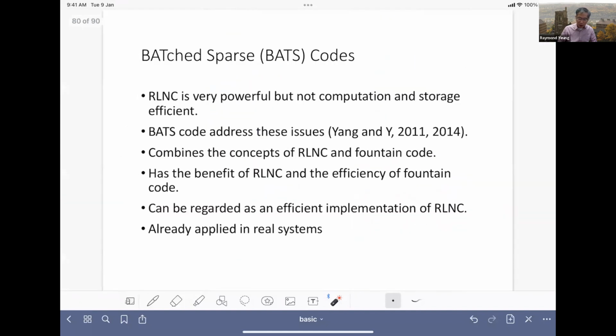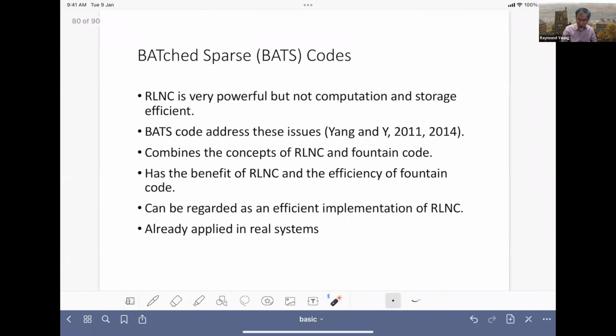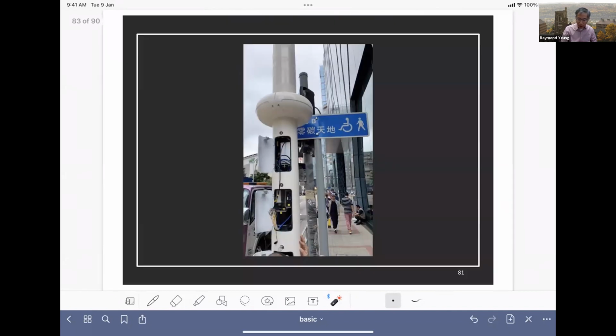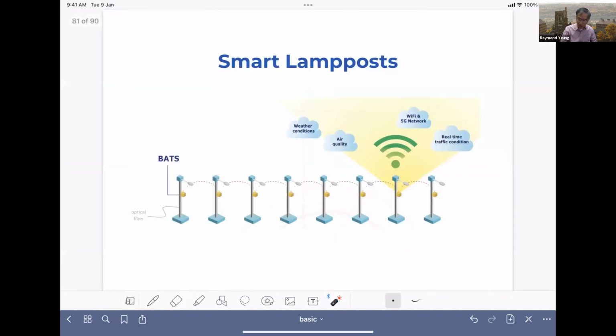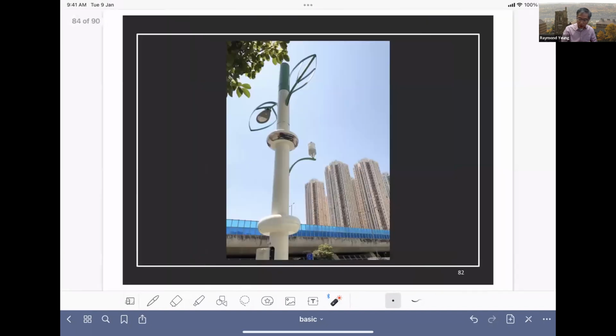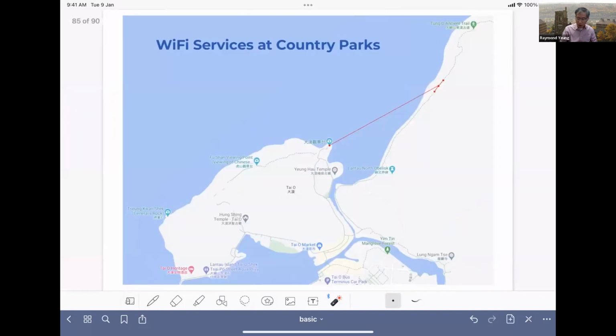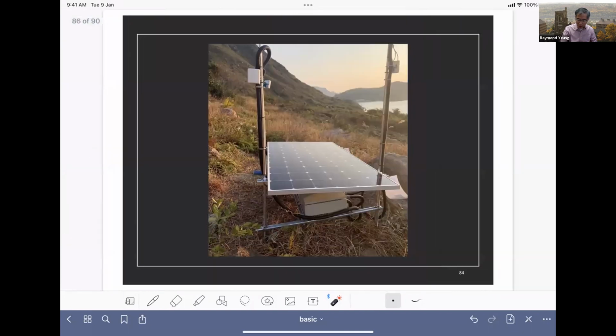It's something called batch sparse code or batch code, which you can think of as an efficient implementation of random linear network coding that combines the concepts of random linear network coding and fountain code. There have been real applications of this in the smart lamppost system, and also we provide Wi-Fi services at country parks. At a country park, there's no power supply, so we have to build our own.